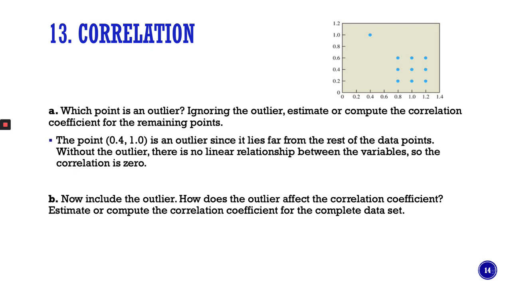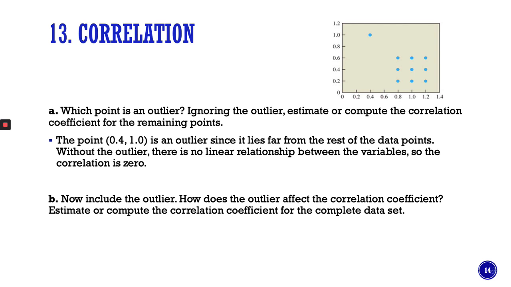Well, the point is 0.4 and 1.0 because we can go up this way. Since it is an outlier, it lies far from the rest of the data points. Without the outlier, there is no linear relationship between the variables, so the correlation is 0. Because if we take out the outlier, the rest of the group is just a group. It's not linear. Remember, it has to look like a line. So our correlation would be 0.